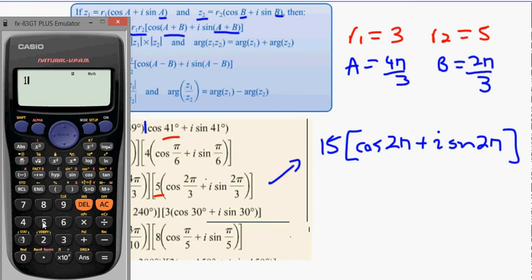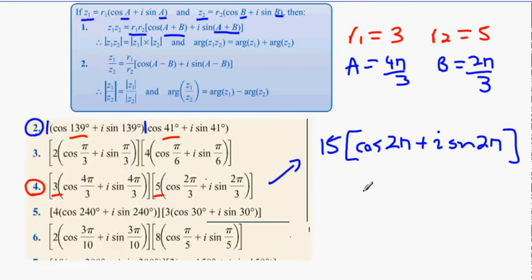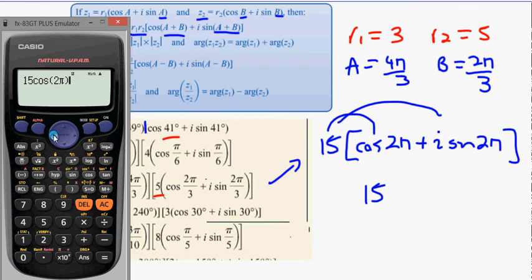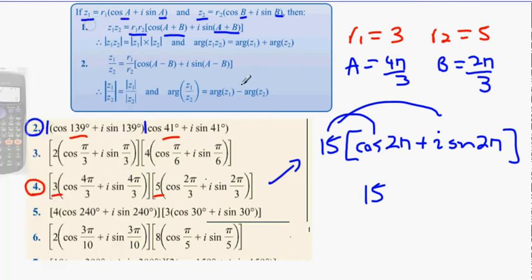So we get 15 cos 2 pi, which is 15. And then we're going to have 15 sin 2 pi. I'll just replace the cos with a sin, and we get 0. So 15 plus 0i, which is simply 15. So question 4 is going to be 15.